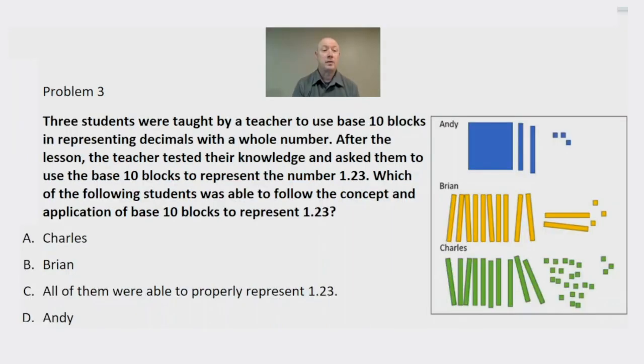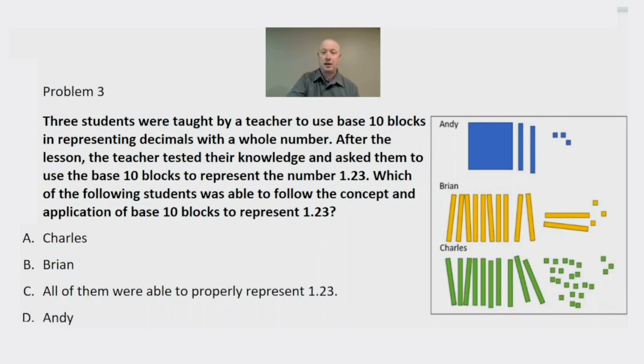Problem 3. Three students were taught by a teacher to use base 10 blocks in representing decimals with a whole number. After the lesson, the teacher tested their knowledge and asked them to use the base 10 blocks to represent the number 1.23. Which of the following students was able to follow the concept and application of base 10 blocks to represent 1.23? So let's look at Andy here.